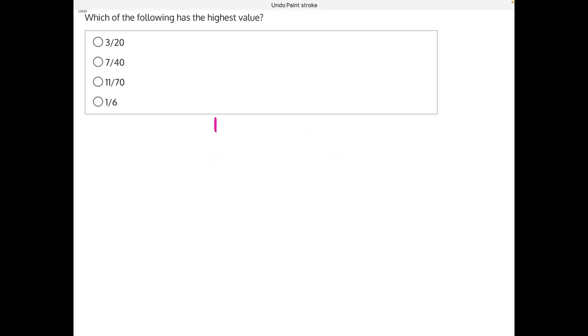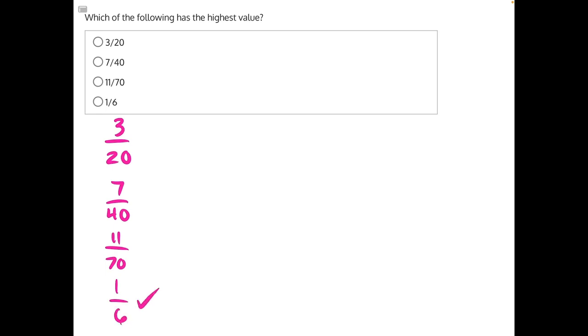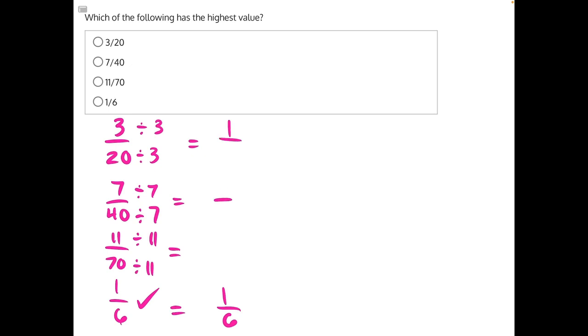So let's line up all of our fractions here. We've got 3/20ths, 7/40ths, 11/70ths, and 1/6. We won't have to change anything about 1/6, but if we want the numerators to equal 1, we will need to divide both the numerator and denominator by the value of the numerator. So if our numerator is 3, we're dividing the top and bottom by 3. If our numerator is 7, we're dividing the top and bottom by 7. If our numerator is 11, we're dividing by 11 in the top and bottom. What this is going to do is give us fractions with 1 in the numerator so we can compare their denominator.